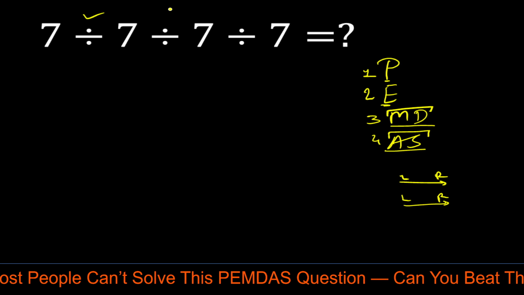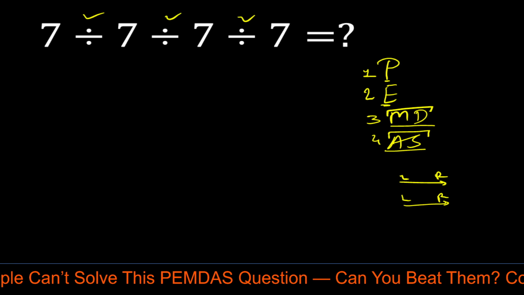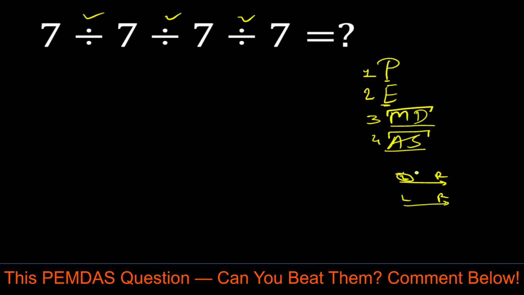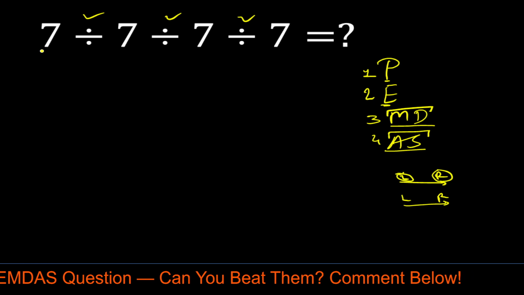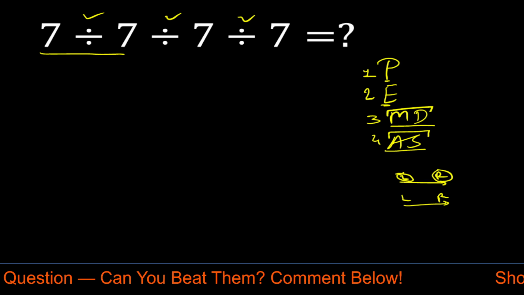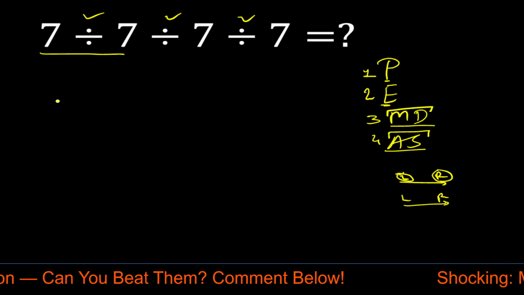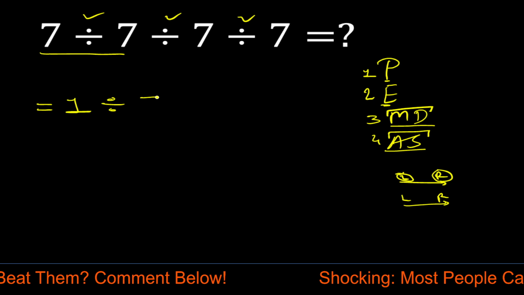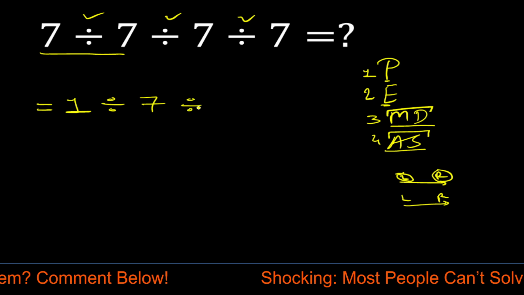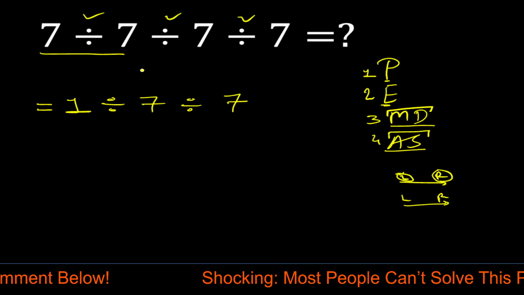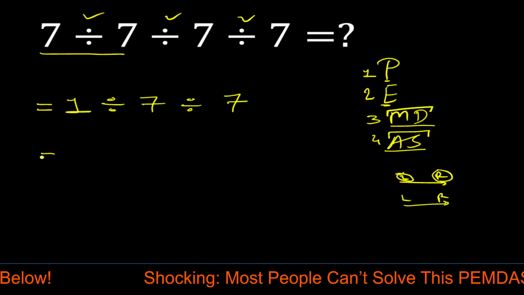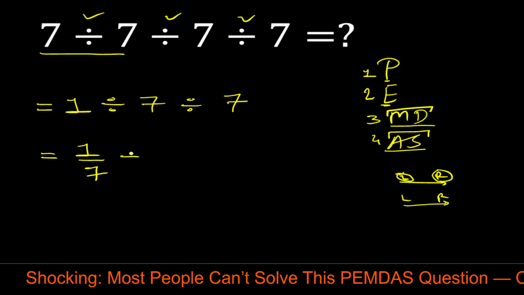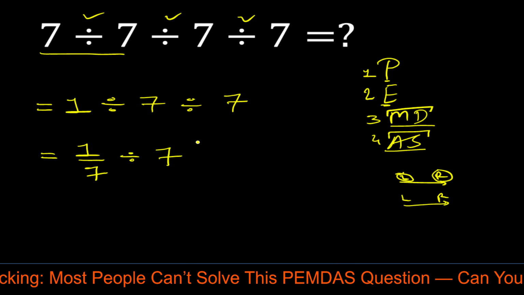So in this question, here we have division, here division, and here division, and all have equal priority, so we have to solve it from left to right. So first we have to solve this division, right? So now 7 divided by 7 is equal to 1 divided by 7 divided by 7, right? Now 1 divided by 7 can be written as 1 upon 7 divided by 7, right?